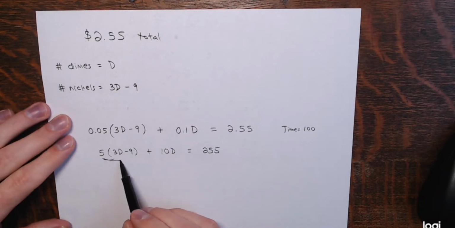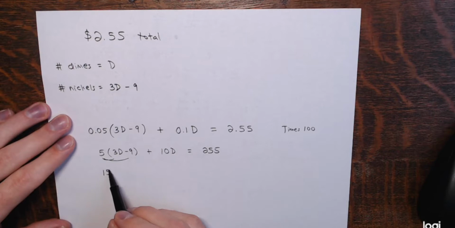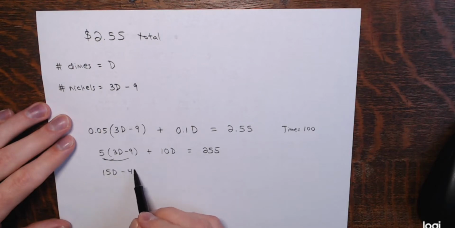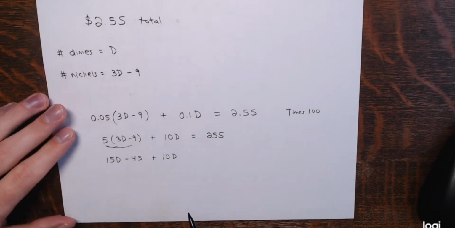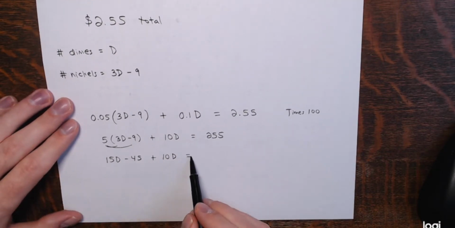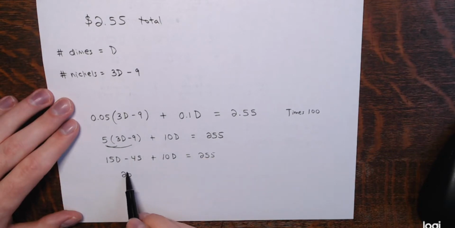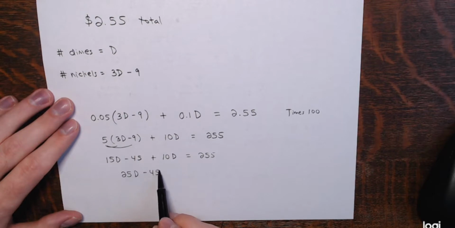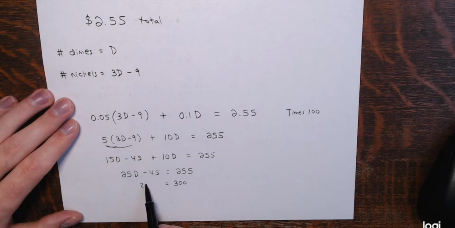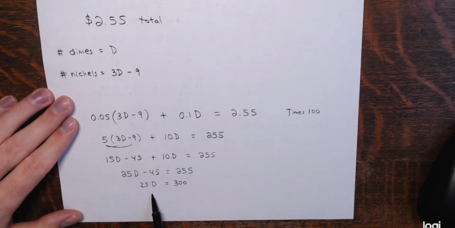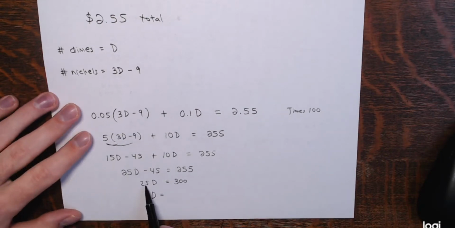All right, so I'm distributing the 5. That'd be 15D minus 45 plus 10D, then equals 255, and then combining like terms over here, we have 25D minus 45 equals 255. And then I would add 45, making this side 300 equals 25D, and then dividing both sides by 25 gives me 12.